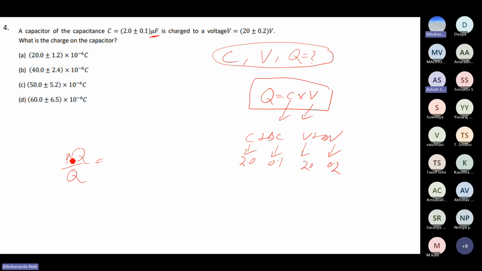The option B is correct. Okay, so any other student who has done this? You can also tell me what will be your answer. Yes, any other student who has calculated?